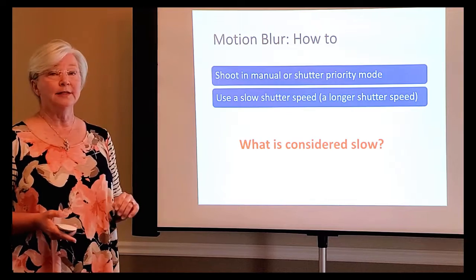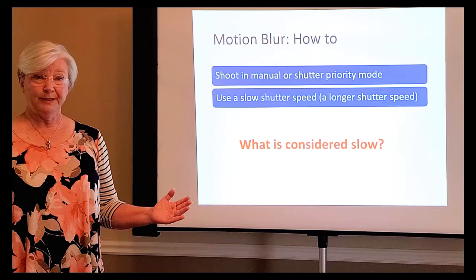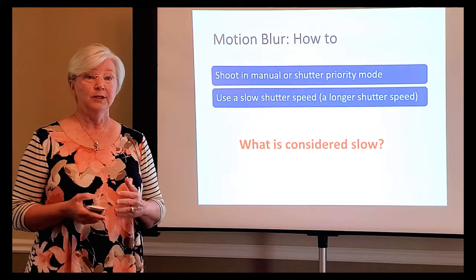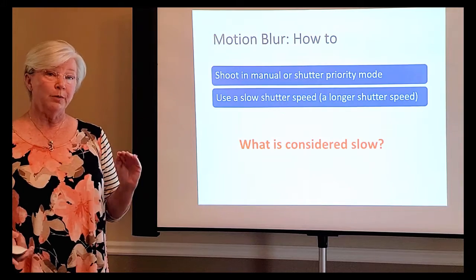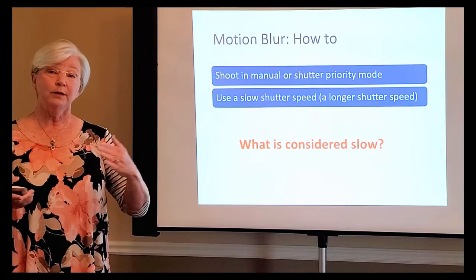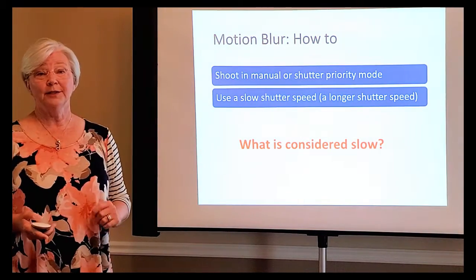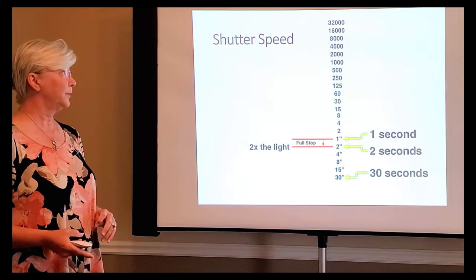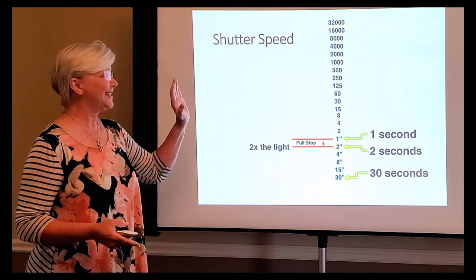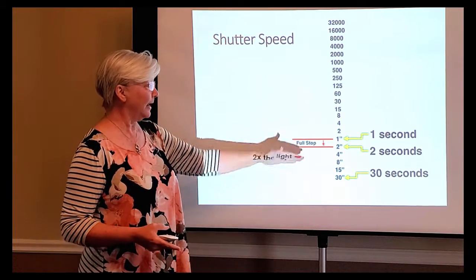You need to use a slower shutter speed, a longer shutter speed. Shutter speed is measured in time, in seconds, and so the longer you leave the shutter open, the more motion blur you can capture. There's a point where you can go too far though. So what is considered slow? How slow is slow? Well, we'll get there. Let's just take a look at shutter speeds in this scale.